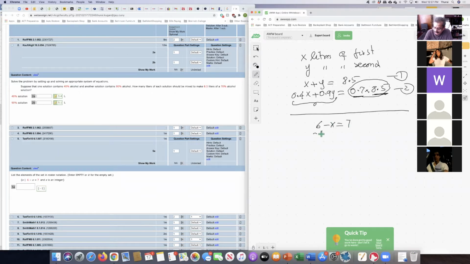So subtract the 6, then minus x equals 1. So x equals minus 1. That's the only solution. So therefore, the set can be rewritten as minus 1 in it. This is your roster notation for that set.